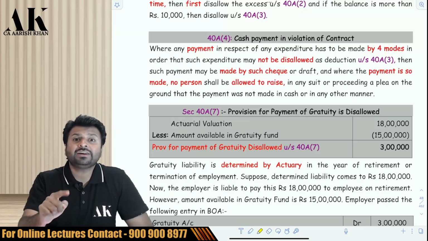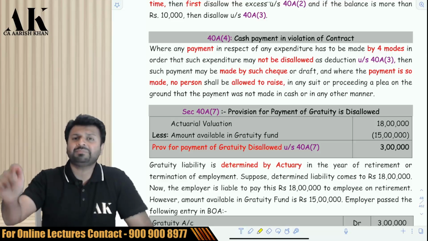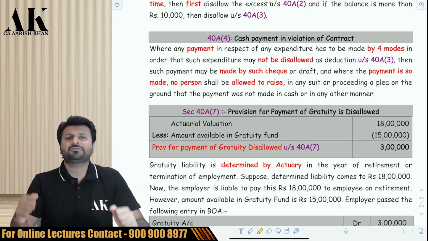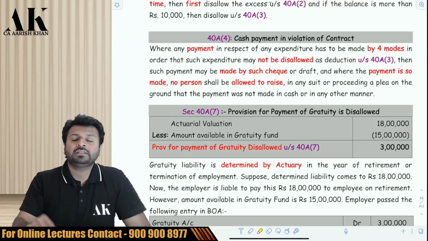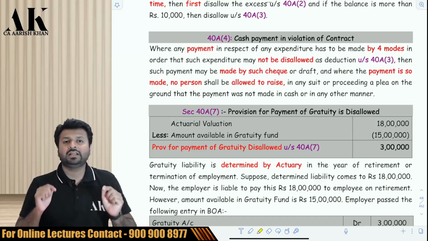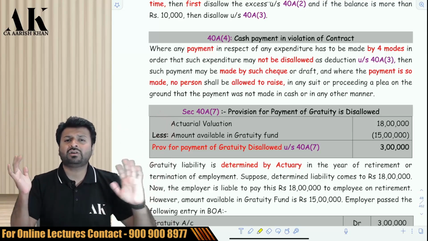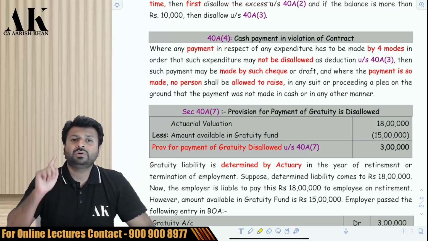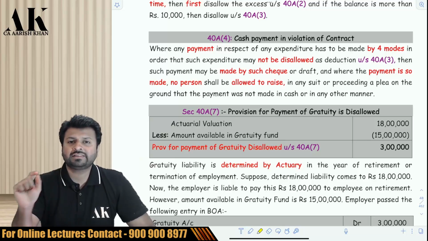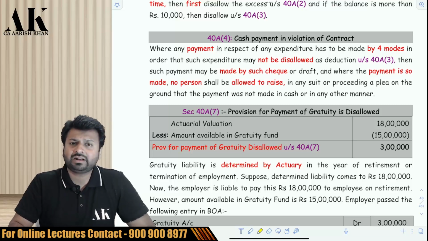Even if it is written in the contract that you should make the payment in cash, and you are violating that contract by making the payment by account payee cheque to protect the spirit of section 40A(3), nobody in this world can put you in jail or file a case or suit against you. Therefore, this section tells you, violate the contract. Don't worry. Even if you violate the contract, that contract has no validity. If you make the payment by account payee cheque, account payee draft, or ECS, such as electronic mode, it is allowed. Don't worry about it.